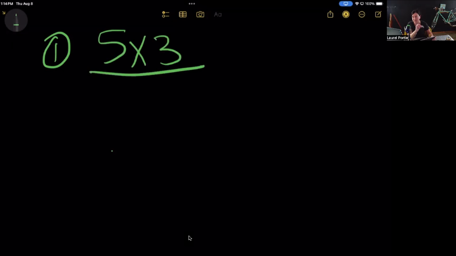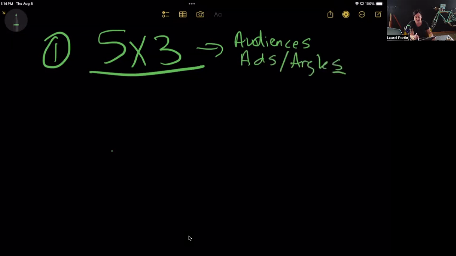There are 3 steps that I use in order to take a winning ad and scale it to multiple ad sets at thousands and thousands of dollars every single day. So I'm going to walk you through it step by step, but just know that there are 3 steps. Step number 1, we're going to launch a 5x3 campaign. The reason that I love starting a launch with this 5x3 campaign is because it is going to let us know which audiences are winners and also which ads and angles are winners.